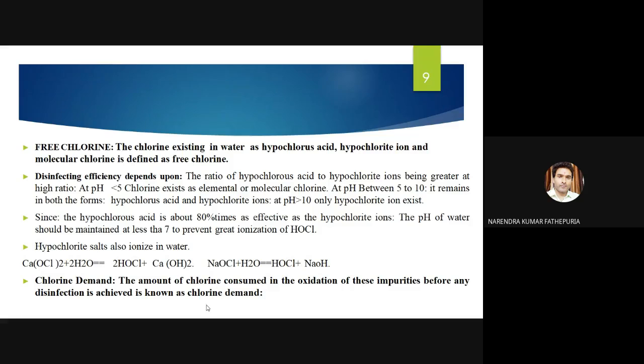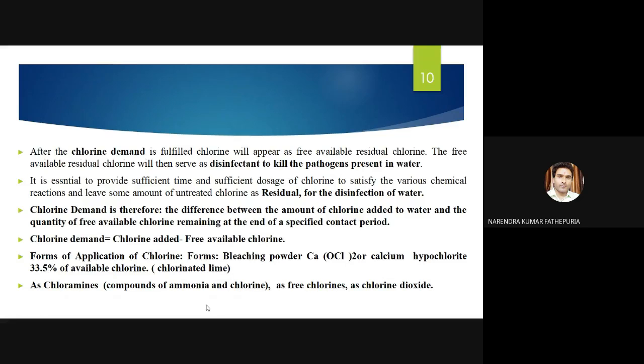What is chlorine demand? The amount of chlorine consumed in the oxidation of impurities before any disinfection is achieved is known as the chlorine demand. So after the chlorine demand is fulfilled, chlorine will appear as free available residual chlorine. The free available residual chlorine will then serve as a disinfectant to kill the pathogens present in the water. So it is essential to provide sufficient time and sufficient doses of chlorine to satisfy the various chemical reactions and leave some amount of untreated chlorine as residual chlorine for the disinfection of the water.